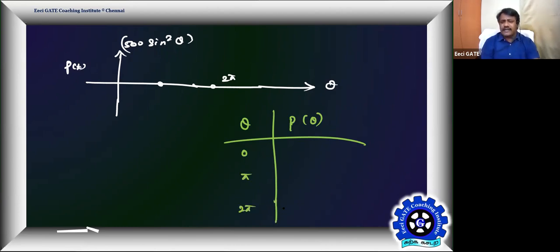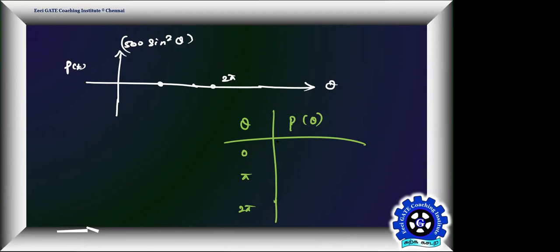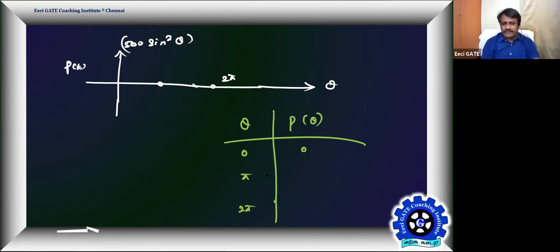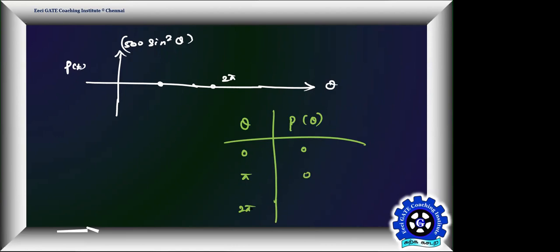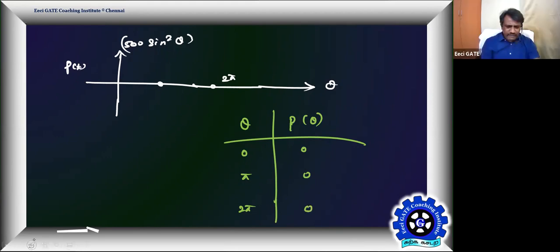Now at theta equal to 0, what is that? It is 0 watts. We can say at pi, that is also 0. At 2 pi, also 0. Clear everyone? All of you getting?